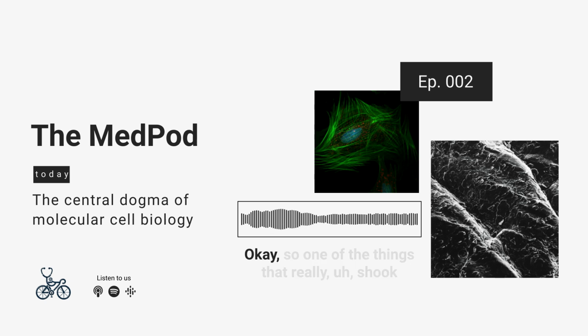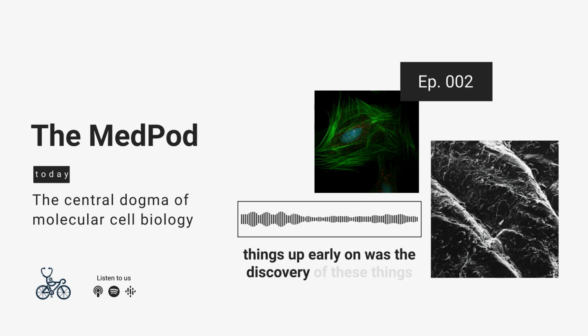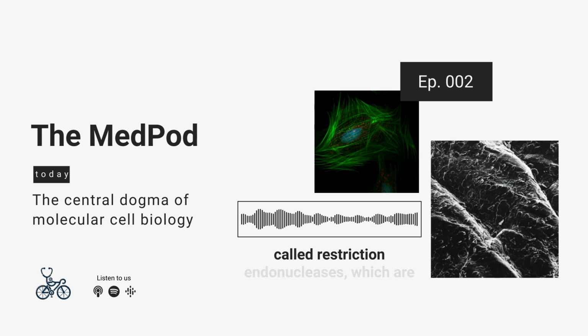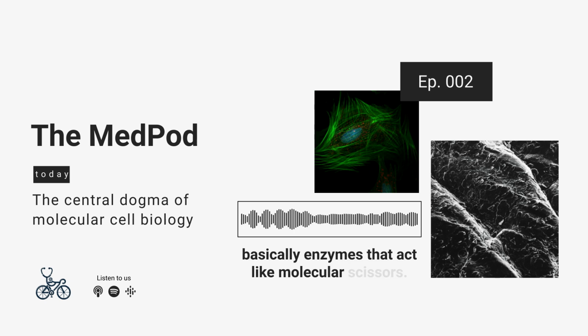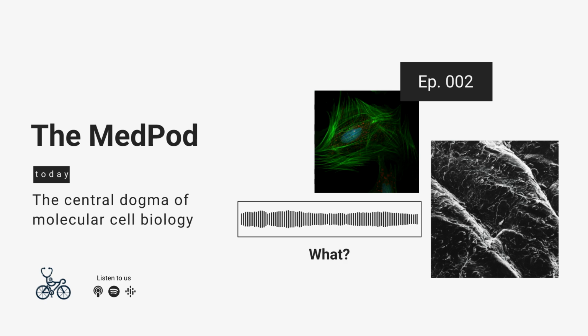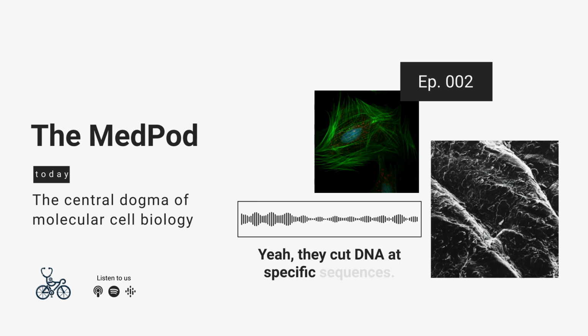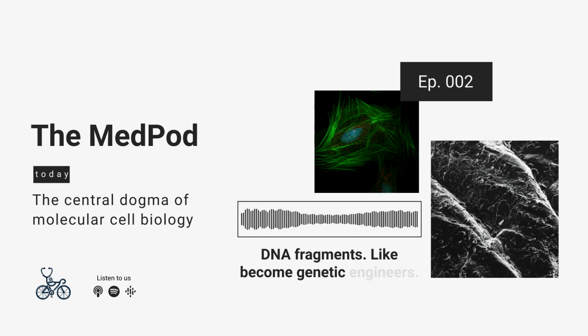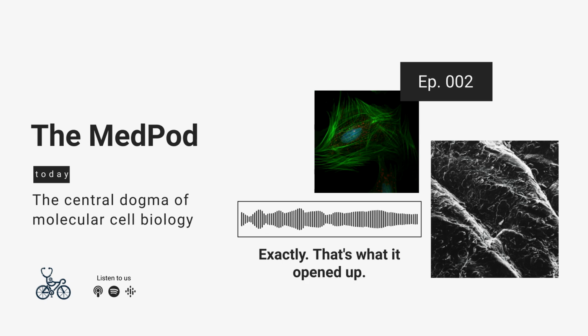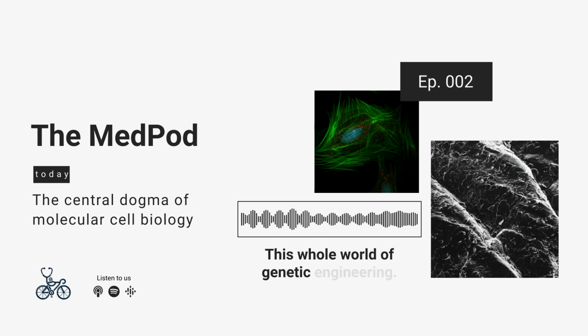Okay, so one of the things that really shook things up early on was the discovery of restriction endonucleases, which are basically enzymes that act like molecular scissors. What? Yeah, they cut DNA at specific sequences. Oh, wow. So scientists can use these to cut and paste DNA fragments, like become genetic engineers. Exactly. That's what it opened up. Wow. This whole world of genetic engineering.